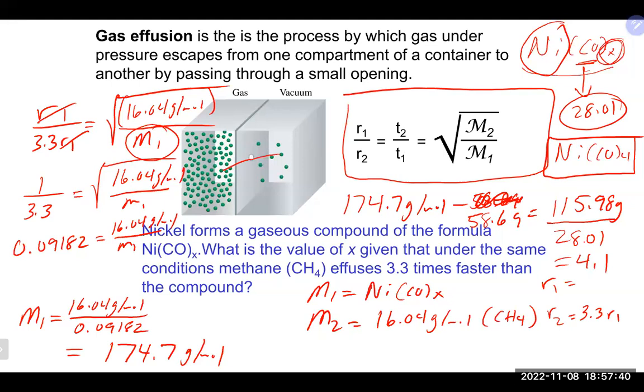So in this case, we could use the different rates and how they're diffusing or effusing to figure out the molar mass of an unknown compound, and also figure out the molecular formula of it. Any questions on it there?